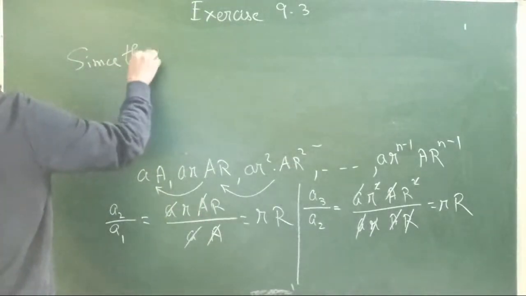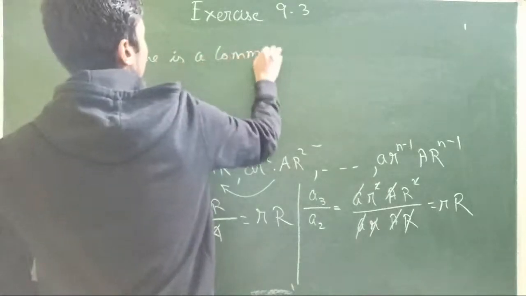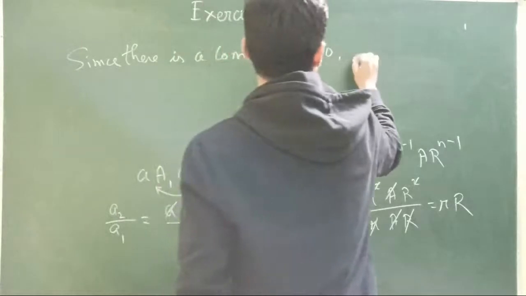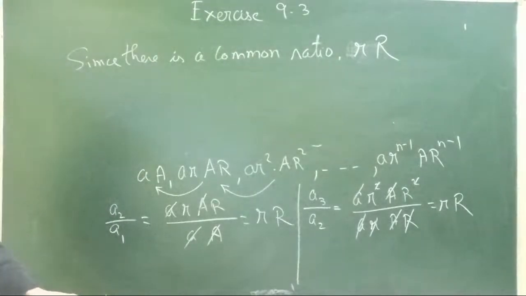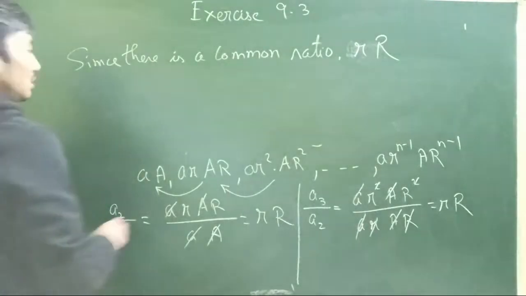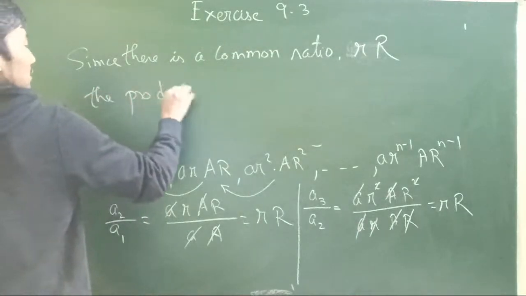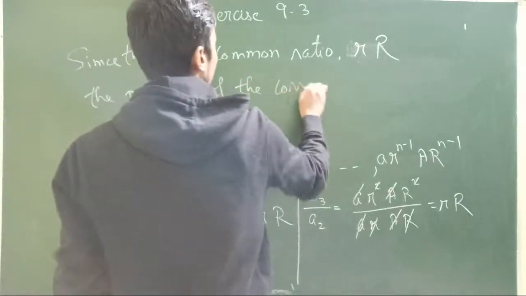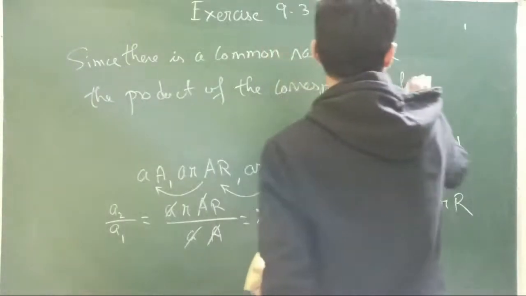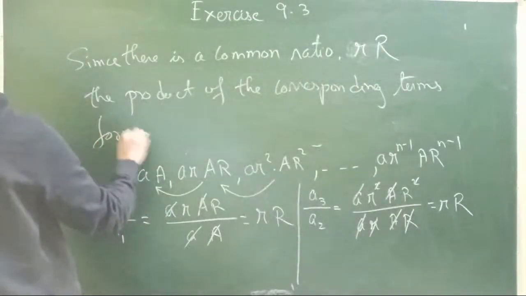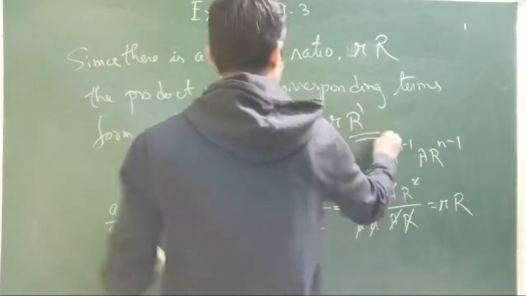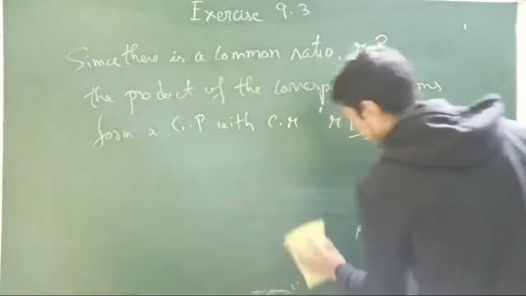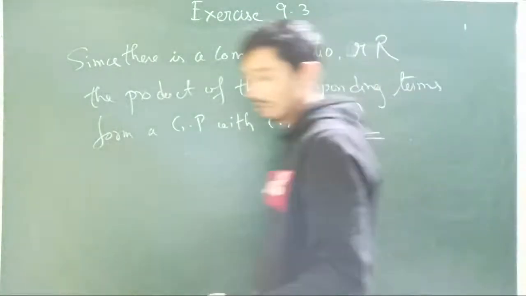So since there is a common ratio R R, the product of the corresponding terms form a GP with common ratio R R. Common ratio is R R. As per the question, this is just a general question. So that's how you will be doing it.